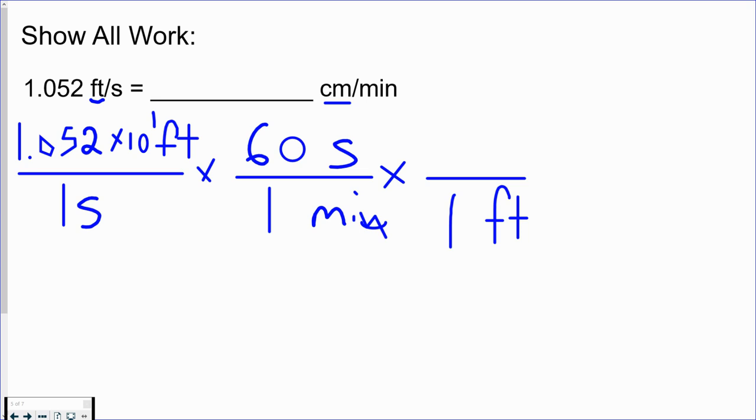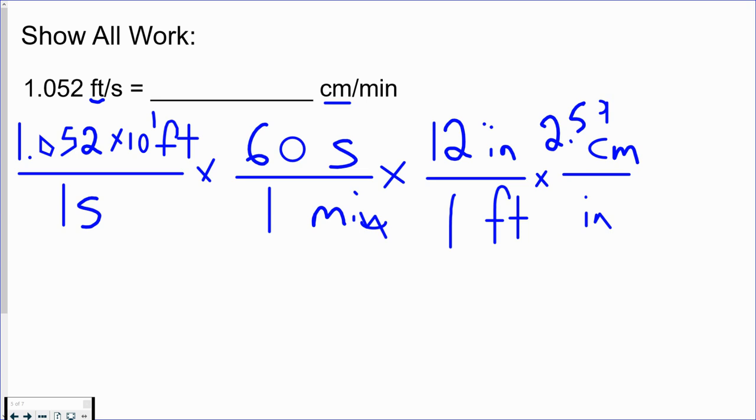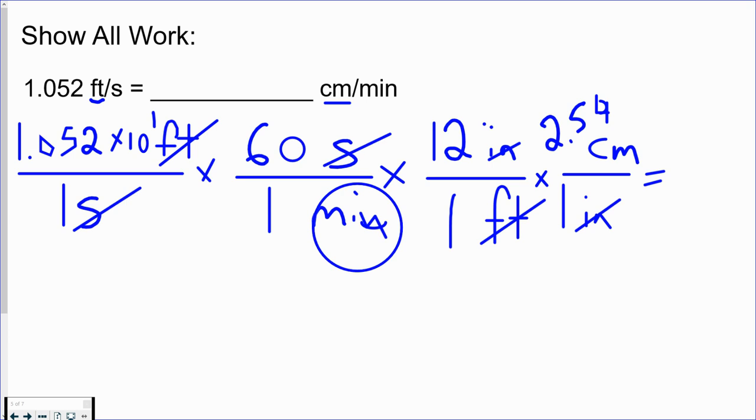So I'm going to put a 1 next to the foot, 12 next to inches, and then we need to go from inches to centimeters. On the back, it tells us it's 2.54 and 1. And just like that, seconds is gone. We have minutes. Feet is gone. Inches are gone, and we're left in centimeters.